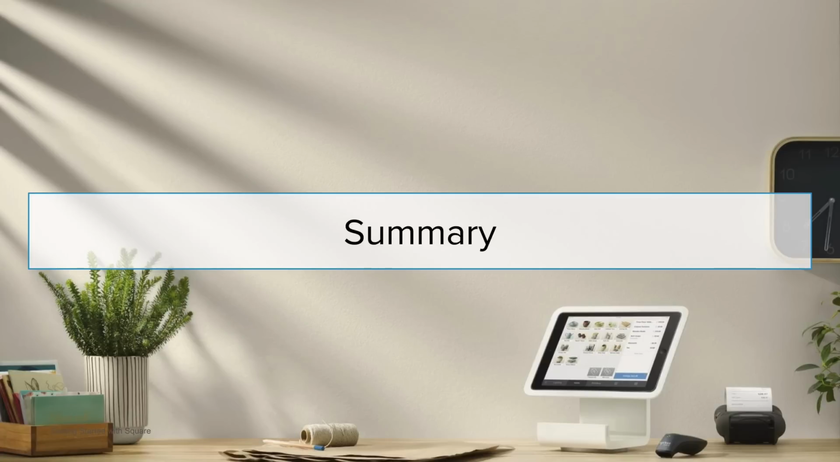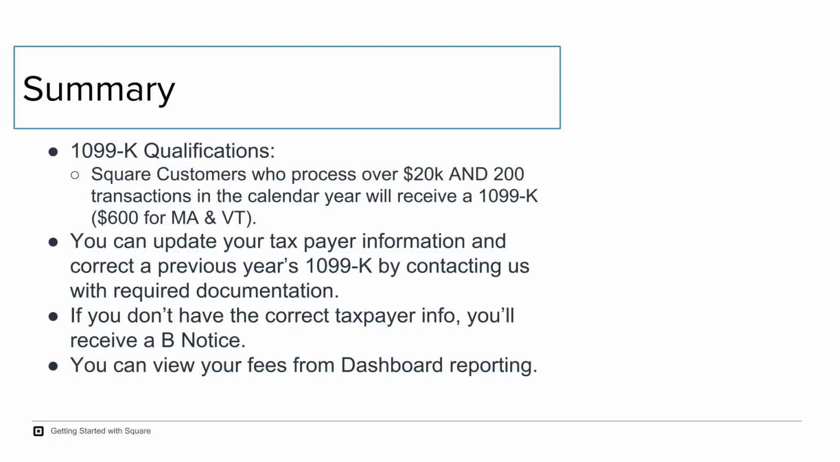Okay, you now know all about the tools, reports, and forms offered by Square to help you prepare for tax season. You've learned about 1099-Ks, what they are, what they include, and how they're calculated, but you also learned about adding or updating your taxpayer information, B notices, and what to do if you did not receive a 1099-K this year. If you still have additional questions after we're done here today, we can answer them at sellercommunity.com and at squareup.com/help and search for 1099-K.